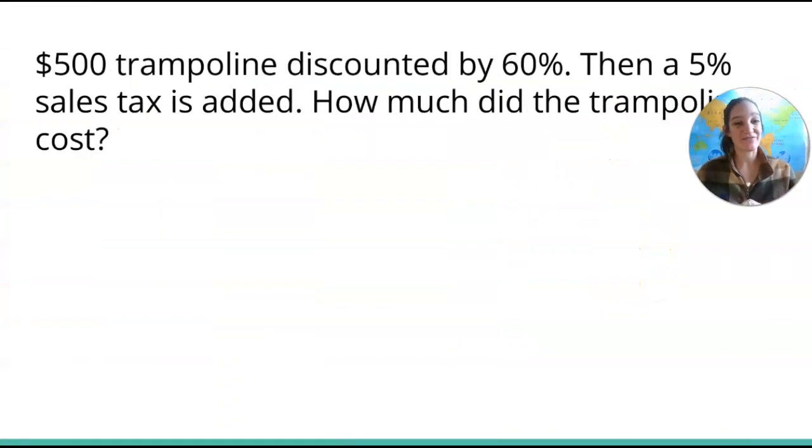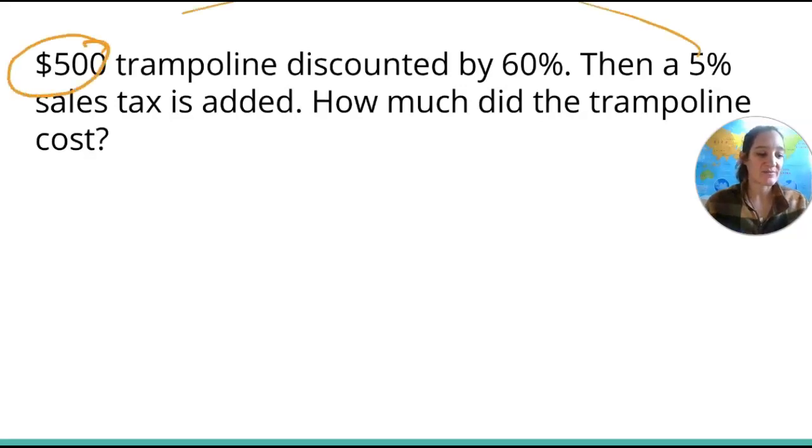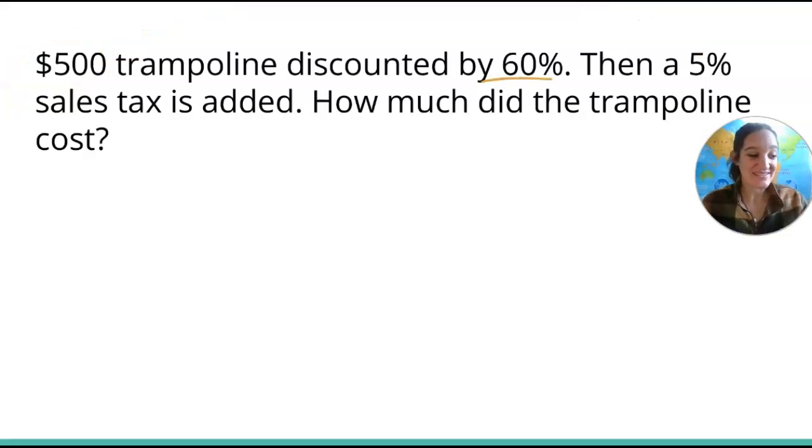Okay, what if you have a problem like this, where you have a $500 trampoline that's discounted by 60%? Wow, that means it's more than half off, right? But then you're going to remember, okay, yeah, but there is a sales tax that we need to add at the end. How much does the trampoline cost now? Well, let's first take the discount, then we'll add the sales tax. So let's not find the 5% from the $500 trampoline, because the trampoline is not going to be $500, is it? It's going to be 60% of $500.